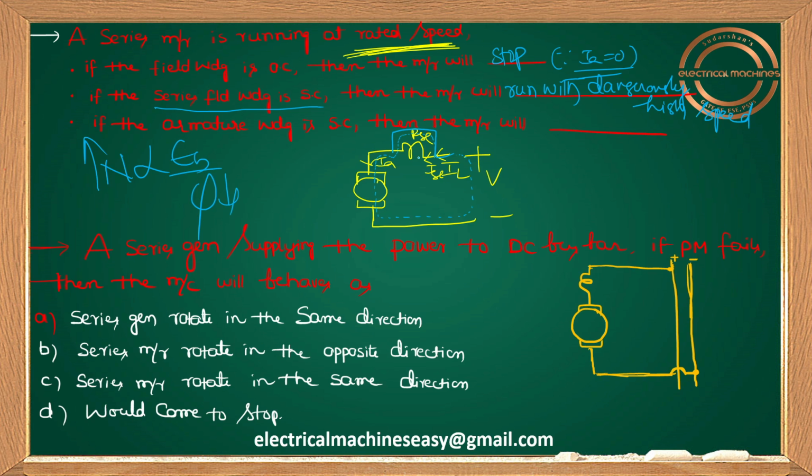Because whenever flux becomes 0, there is no current through the field winding. What will happen to your N value? It becomes infinite. So obviously the motor will run with a dangerously high speed.